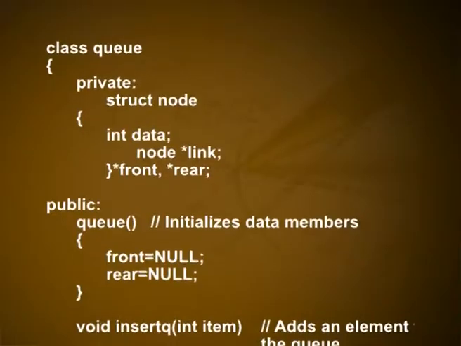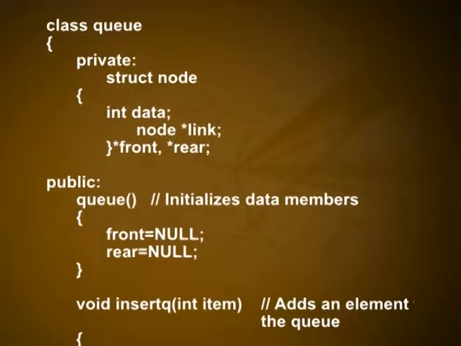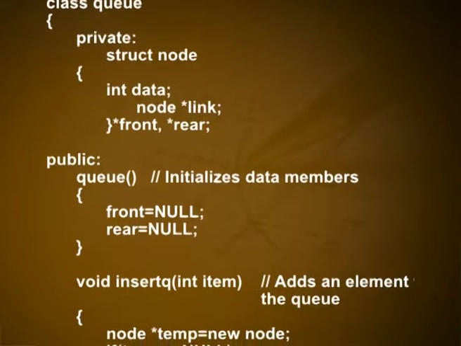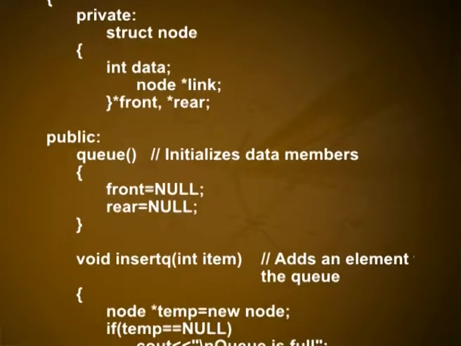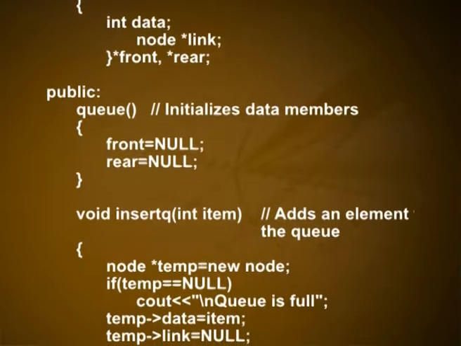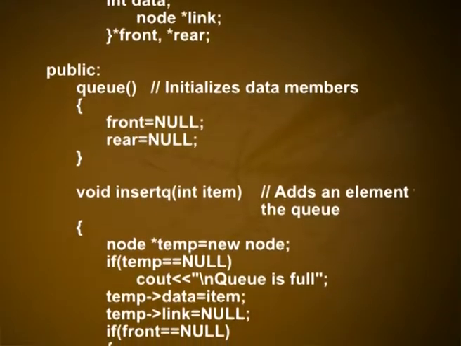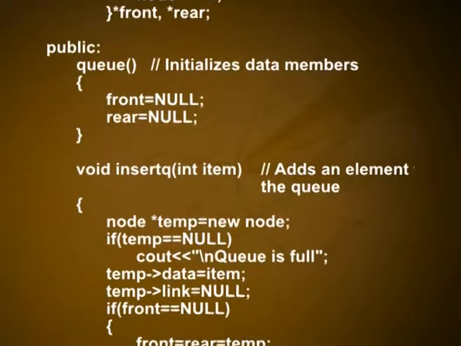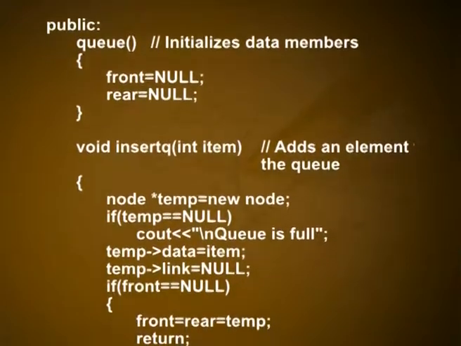A C++ program showing the operations of a queue is given below. Here the queue is represented as a linked list. Class queue, private: struct node, int data, node star link, star front, star rear. Public: queue initializes data members, front equals null, rear equals null.